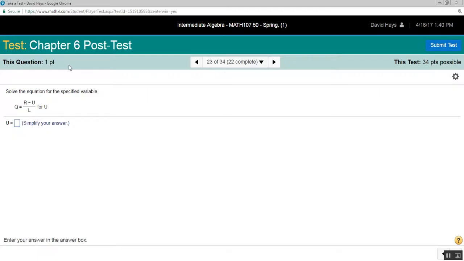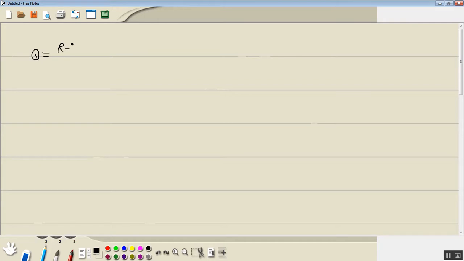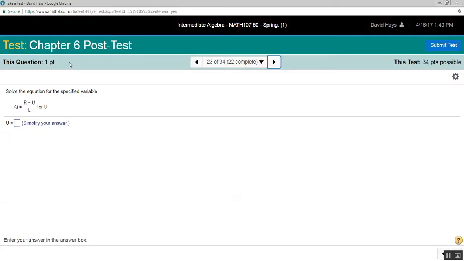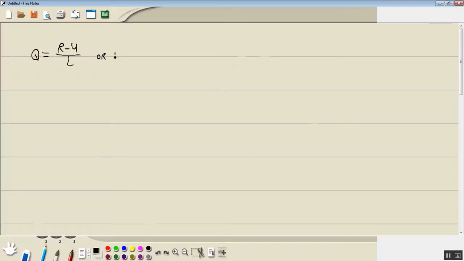And we got Q is equal to R minus U over L. And I want to solve it for U. Okay, first step is to get rid of parentheses. Don't have any. Second step is to get rid of fractions. Multiply everything by the LCM of all your denominators. We only have one denominator, which is L. So I'll multiply both sides by L. These L's cancel. And this is LQ is equal to R minus U.